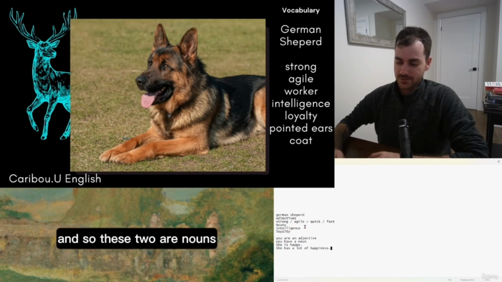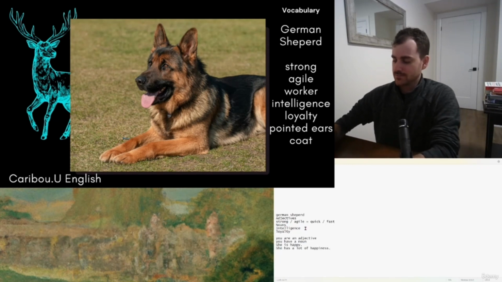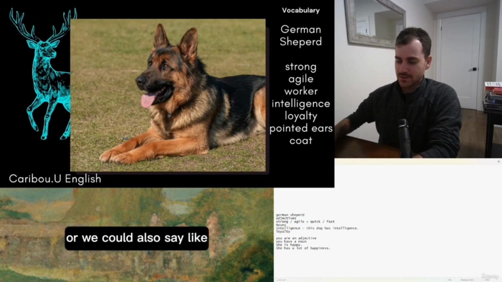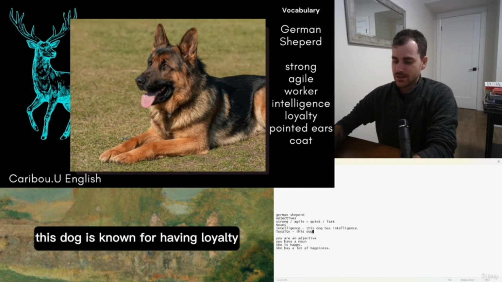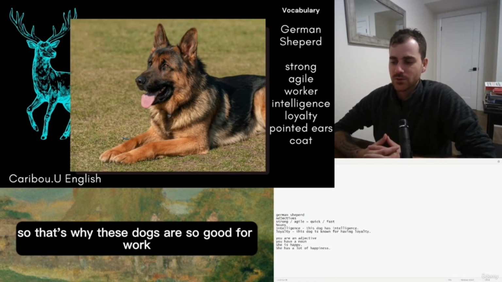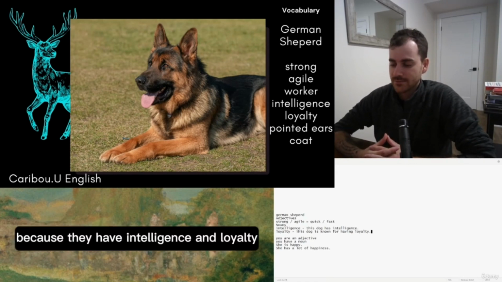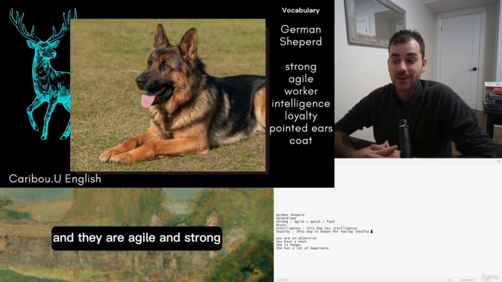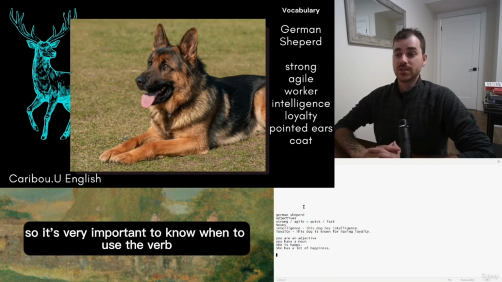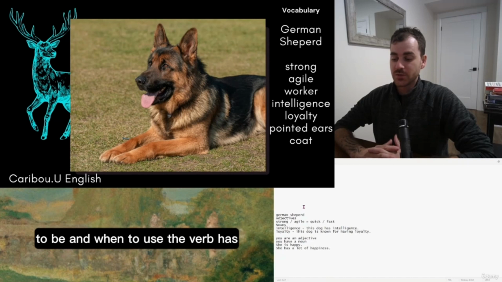And so these 2 are nouns. So we could say like, this dog has intelligence. Or we could also say like, this dog is known for having loyalty. So that's why these dogs are so good for work, because they have intelligence and loyalty, and they are agile and strong. So it's very important to know when to use the verb to be and when to use the verb has.